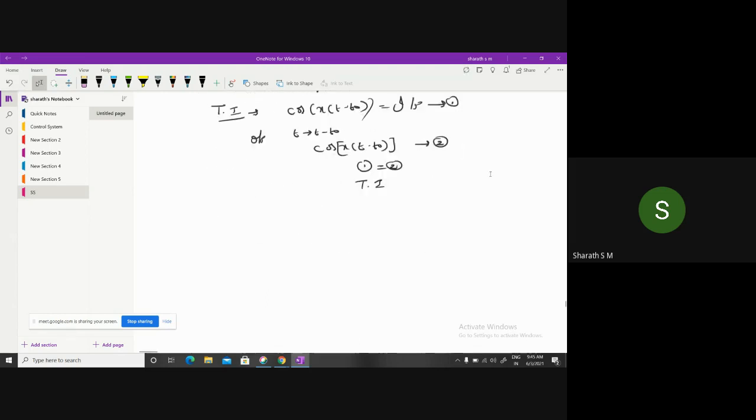What is the next question? Y of t equals x power t by 2. So check for linearity.